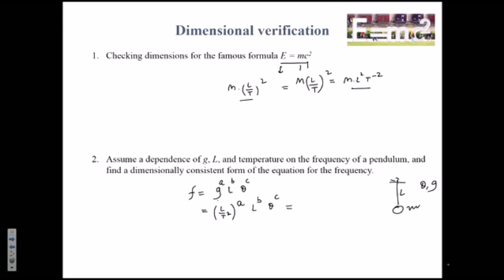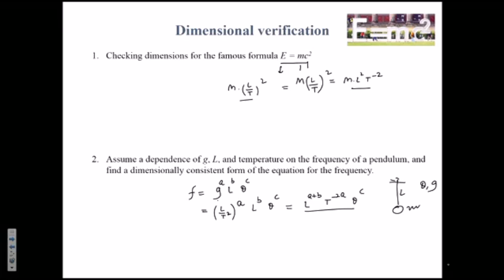So let's collect all the like terms. We have L to the power a and L to the power b, so that becomes L to the power a plus b. We have T to the power minus 2a, and we have T to the power c. Right? No questions about this? So this is all in terms of base dimensions now. There's nothing more we can do, right? This is reduced to the lowest possible level.